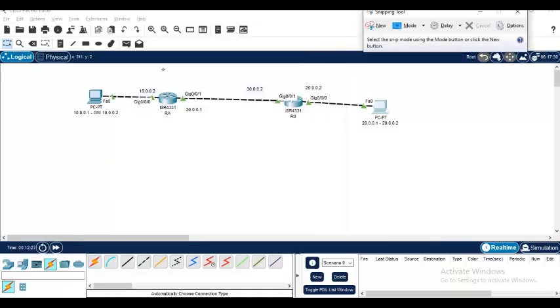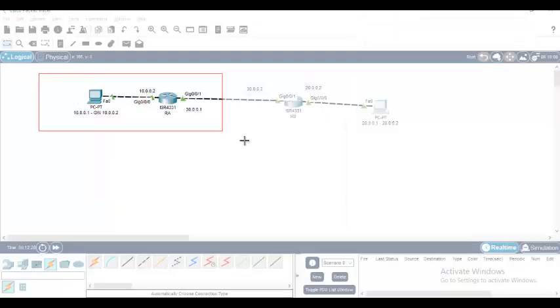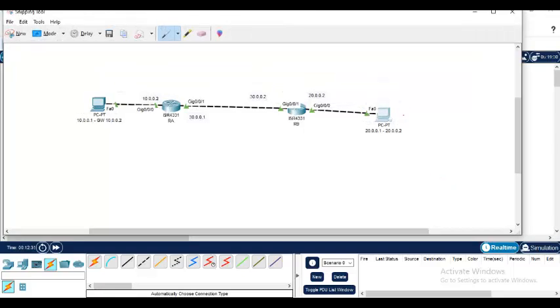I was asking whether I can ping from here to this IP. Your answer was yes. My answer is no. My answer will be like this: I'll get a request timed out.